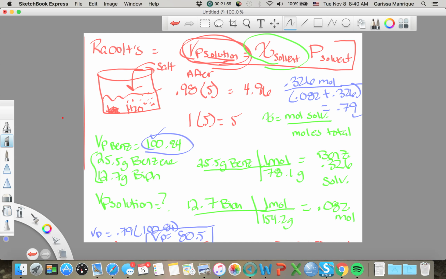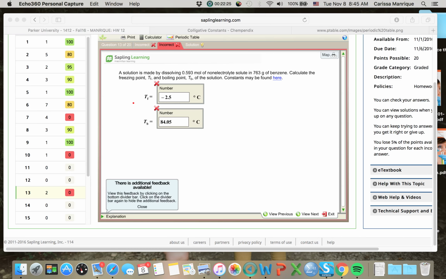So now if you see 0.79, that means that only 79% of my solution is benzene. It used to be 100, but now it's 0.79. So my vapor pressure went down to 80.5 by adding that biphenyl to it. Okay, so that's a Raoult's example. Let me do one more. Okay, let's look at number 13.